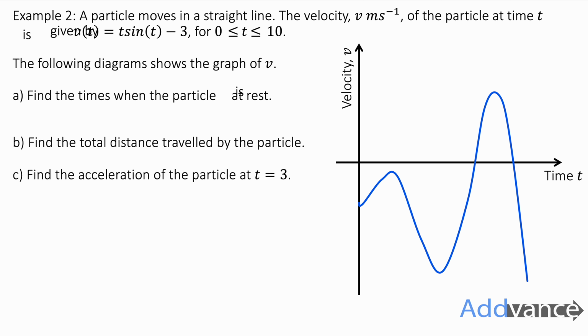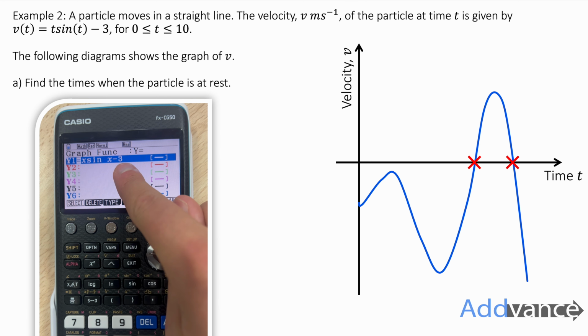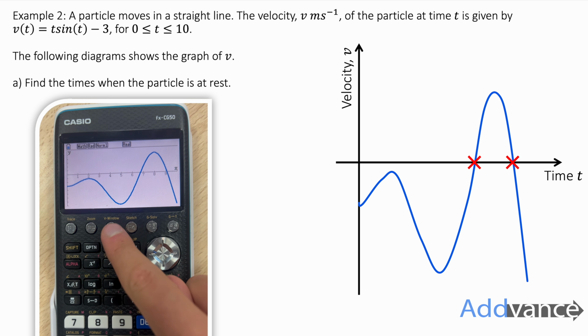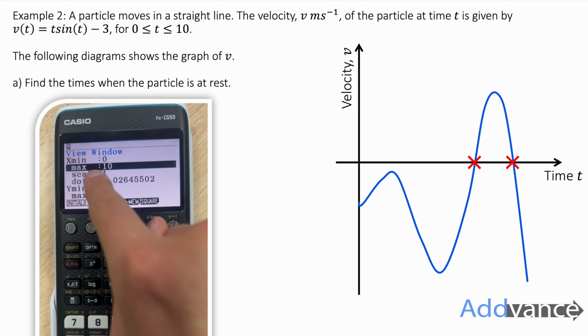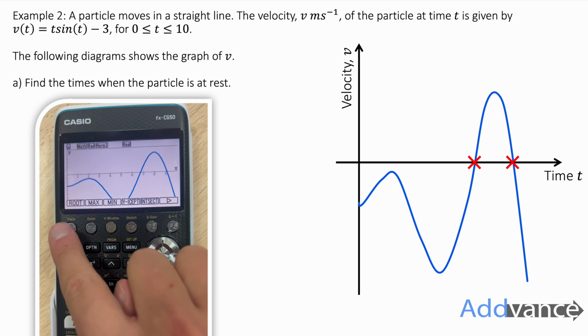So we'll use the calculator here to see where it has x-intercepts. We'll go to the graph and type in our function. I've already done that for you here to save time. Press EXE and we get this graph here. I can change the window if I need to, but at the moment it's between 0 and 10, which is what I want.